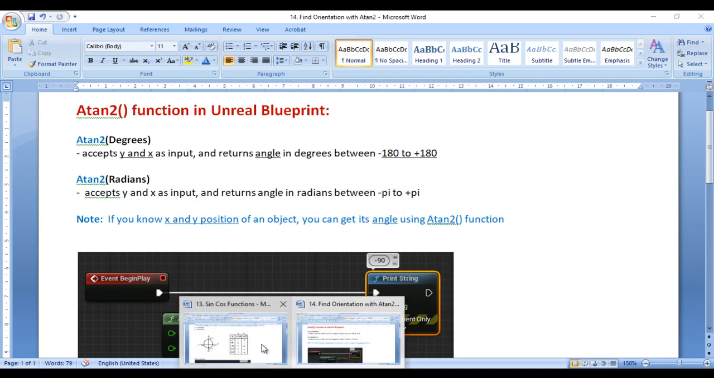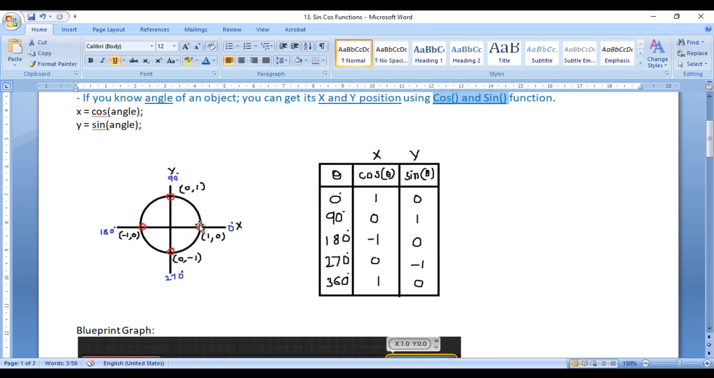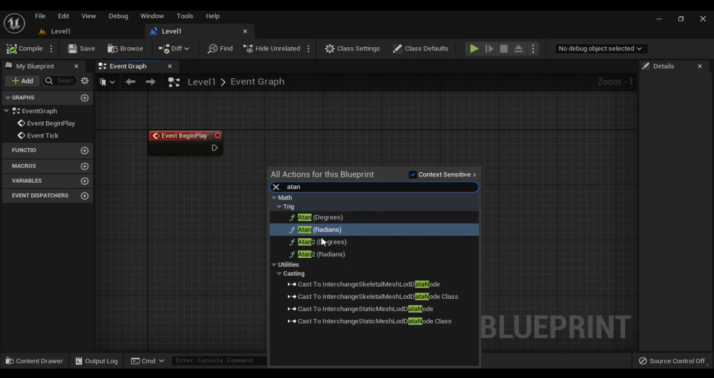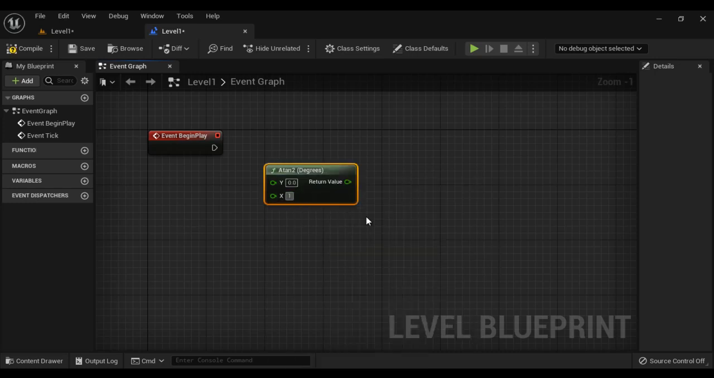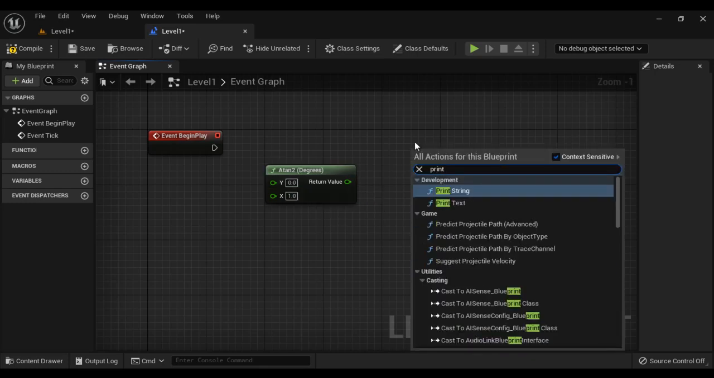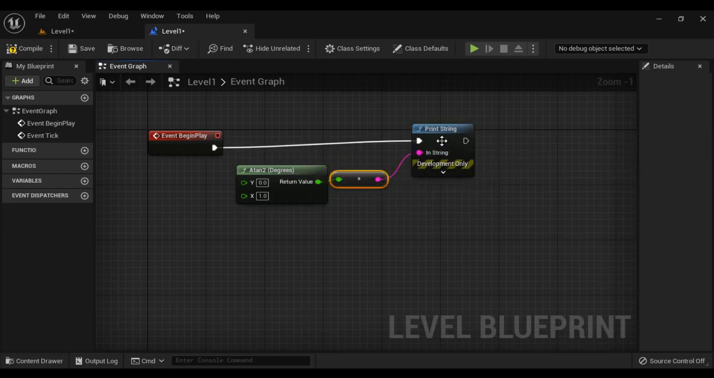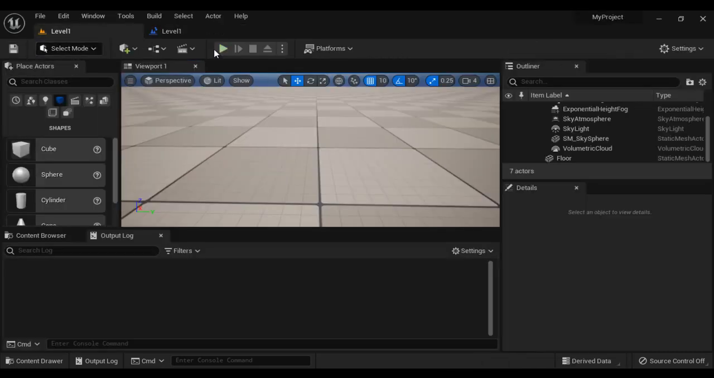Okay, let's have a demo and understand. Consider the object is in this place. Its x position is 1, y position is 0. To the a tan 2 function, if I give x and y position, it gives us angle 0 degree, guys. Let me prove. I right click here and search for a tan 2. A tan 2 degrees. So x position I give 1. Y position I give 0. Then I right click here and say print string. Connect the execution pins and connect the data pins. Definitely we get the angle 0 degree, guys. Compile, save, come to level 1 and play. You see we got 0 degrees, right?